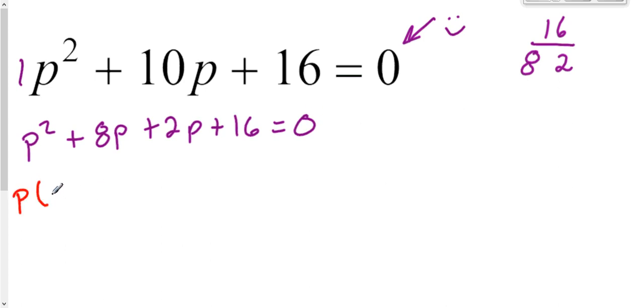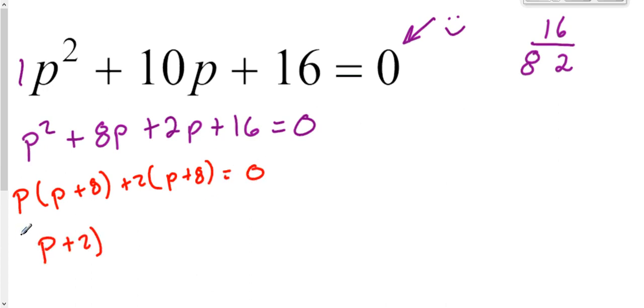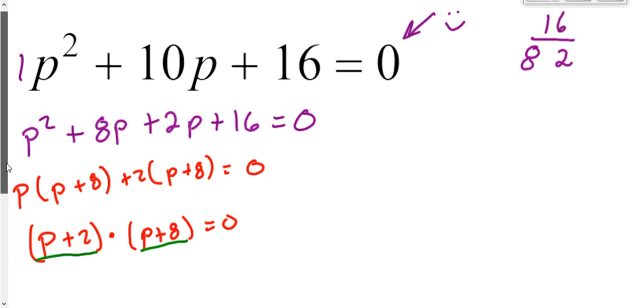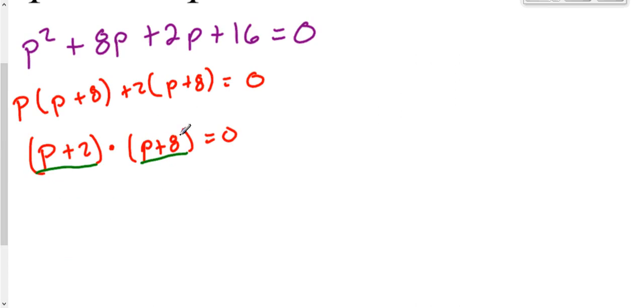First two have p in common. Next two just have a positive 2 in common. And we have p plus 2 times p plus 8 equal to 0. You might still be thinking, well, we can't use the zero product property, there's these addition symbols. But the multiplication is between these two groups. So according to the zero product property, when this group times that group, then one of the groups has to equal 0.